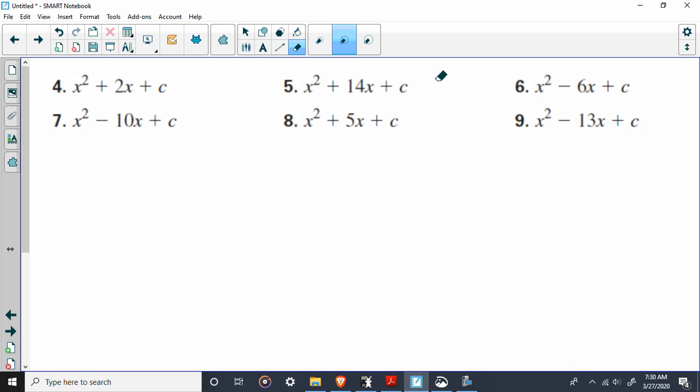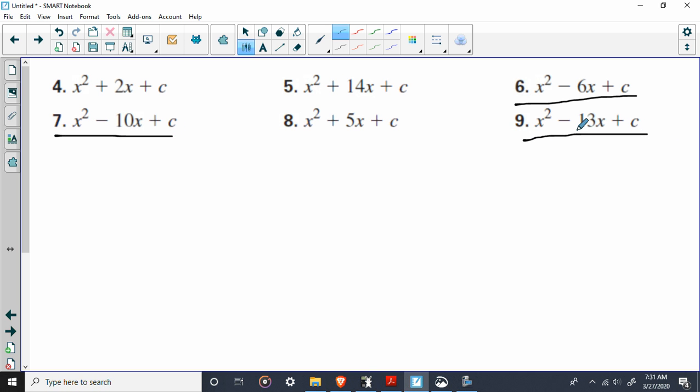So really, no big deal. I don't have a whole lot of work for you guys. It's more of an introduction to what we're going to be doing next week. Give these 3 a try, okay? Again, this one's going to be an odd number. So divide by 2 and square it, divide by 2 and square it, okay?